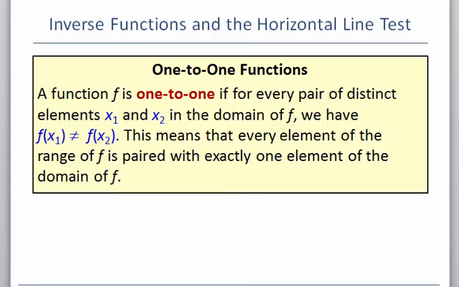A function f is 1 to 1 if for every pair of distinct elements x1 and x2 in the domain, we have f of x1 is not equal to f of x2. This means that every element of the range of f is paired with exactly one element of the domain of f. So let's simplify this just a little bit.